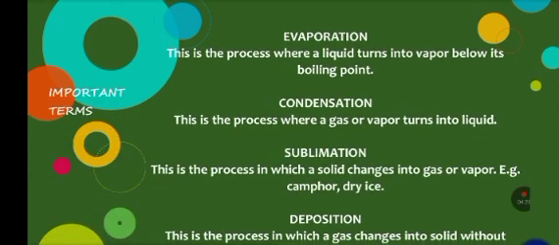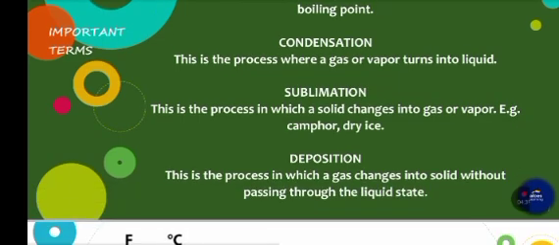Next, we have condensation, which is the process by which a gas or vapor turns into liquid. And sublimation, as we have described earlier, occurs in dry ice, camphor, and so on. And deposition also is the process by which gas changes into solid without passing through the liquid state.